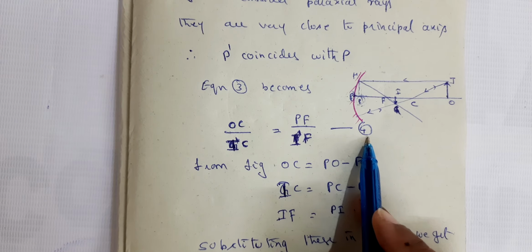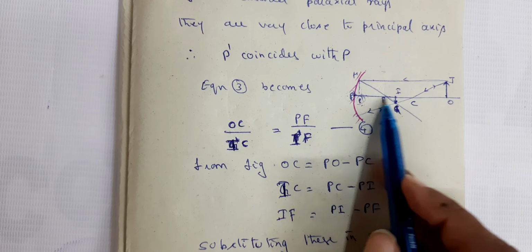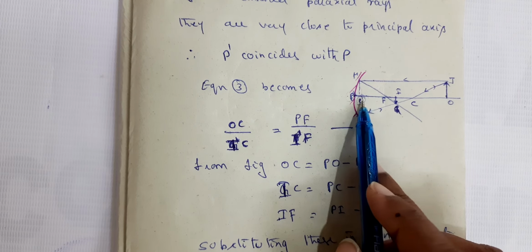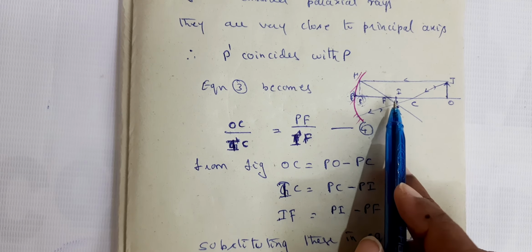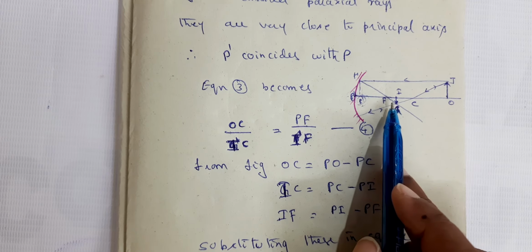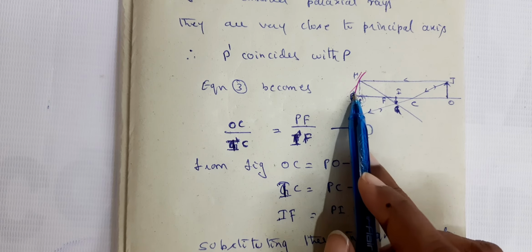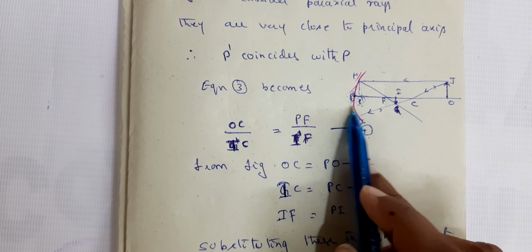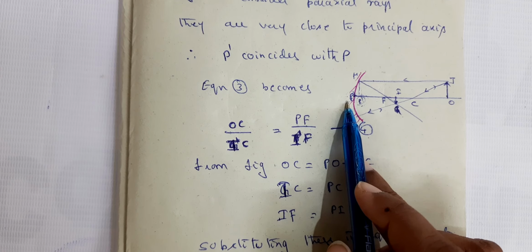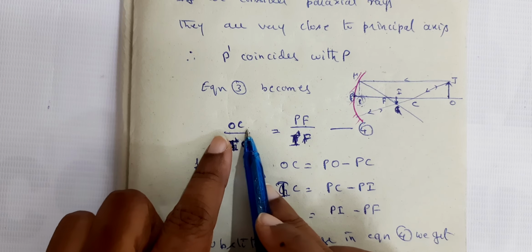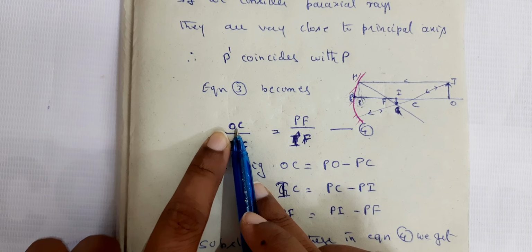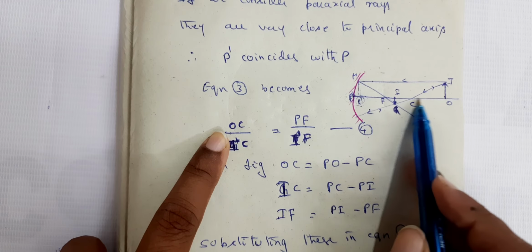Right, now this is equation 4. Now carefully observe the diagram. Everything now we want to convert in terms of P. Like how it is. See, observe this OC. We don't have P in this place. So now OC, this is OC.